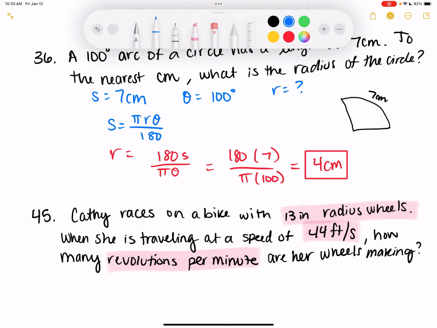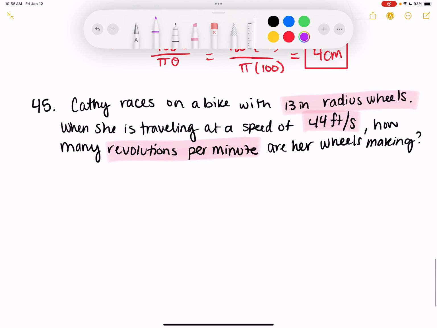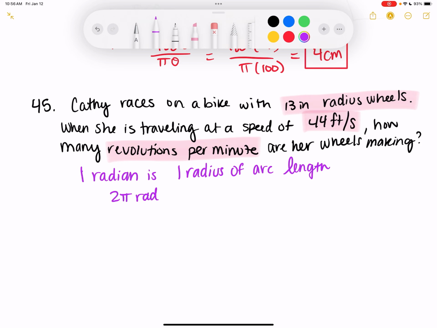A few things that you probably don't know are that 1 radian is 1 radius of arc length. And 2 pi radians is 1 revolution. So that's going to be a conversion factor that we need to have.